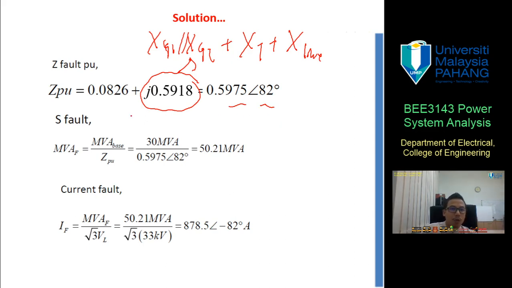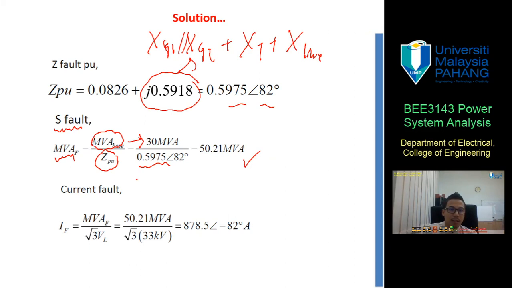After you get the Z PU, then you can easily calculate the Z fault, also called the MVA fault. It means fault as fault. The equation is very simple. This is the MVA base given, which is 30. Then this is the value that we obtained from the Thevenin technique, summing up all the per unit impedance. So this is the value we get. Then you get the S fault as 50.21 MVA.